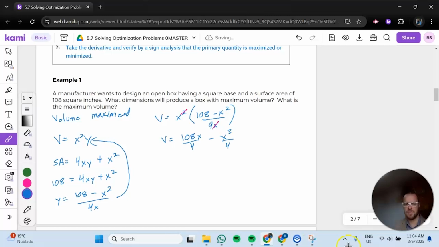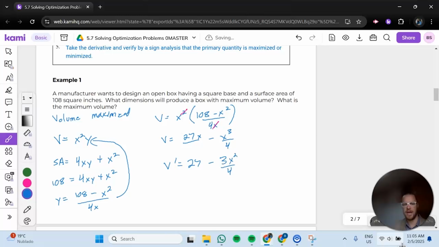Now, I could also simplify that. So the 108 over 4, let's see, that'd be 54. Half of that's 27. So it'll be 27x instead. All right, now that we've got that, our last step there was to take the derivative. And so we're going to do that. So v prime is going to be 27 minus 3x squared over 4.